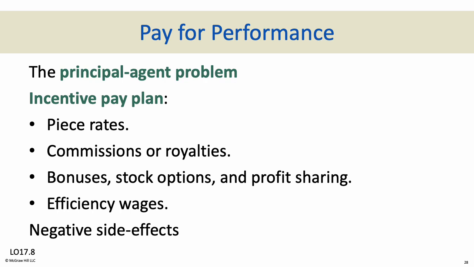A piece rate is a situation where employees get compensated according to the number of units they make. The more they make, the more they get paid. A commission or royalty, most sales jobs utilize these. This ties your compensation to the value of sales. You generally have a base pay, and your base pay may just be the minimum wage, and then you can earn large commissions or royalties on whatever you sell, a percentage of your sales.